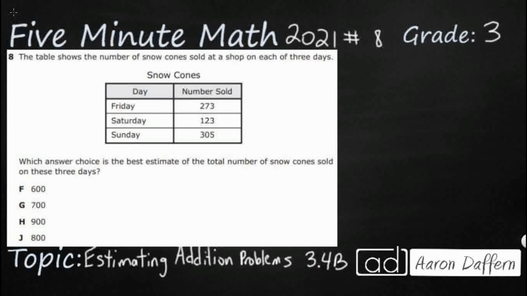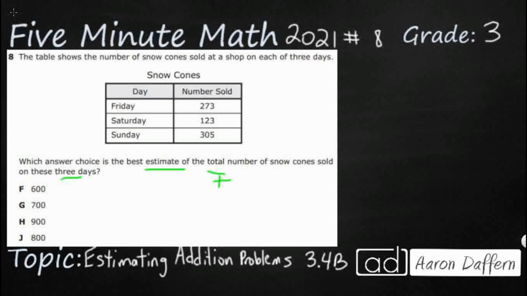So we have a table with snow cones, and we have the number of snow cones sold on Friday, Saturday, and Sunday, and which answer choice is the best estimate. That's going to be a big clue for us for the total number of snow cones sold these 3 days. So total means we are going to need to add. Estimate means we do not need the exact answer.